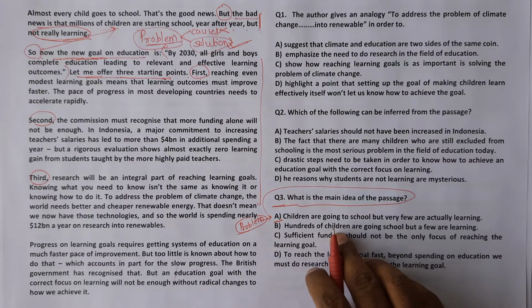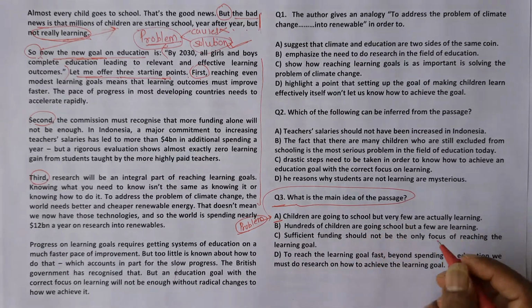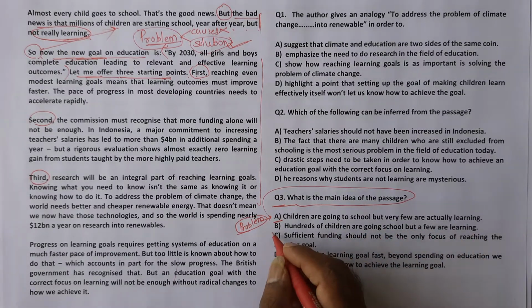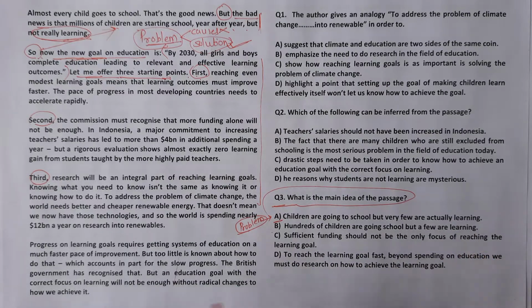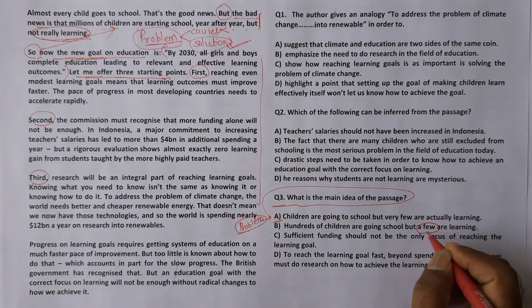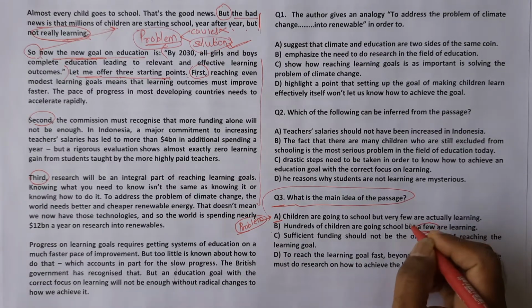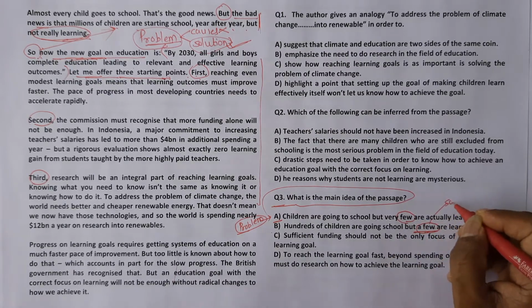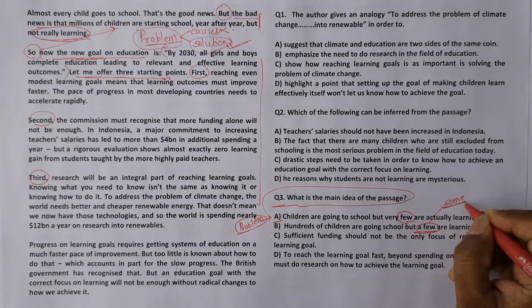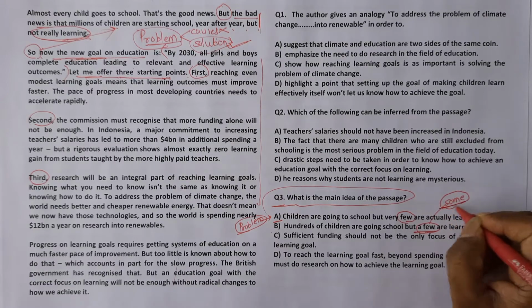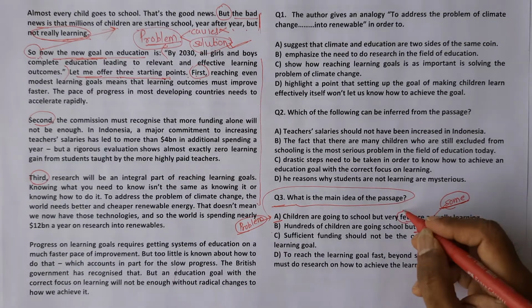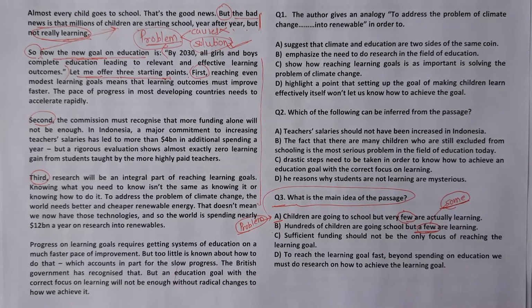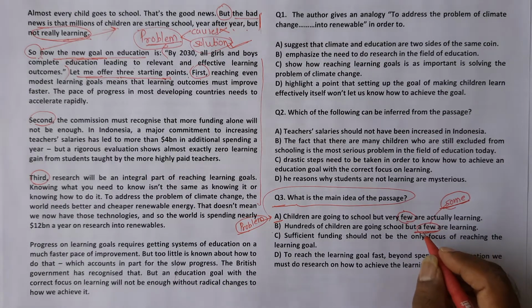B, hundreds of children are going to school, but a few are learning. It is trying to give the problem, but even the problem is not given correctly. Here it is written a few, and here it is written few. Now, a few actually means some, when you are positive, and few means hardly any. So you should know grammar as well, right? A few means some.